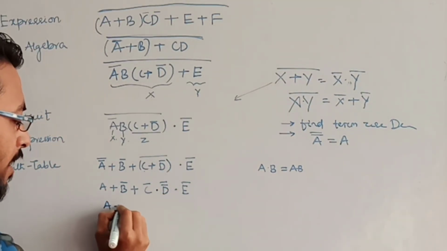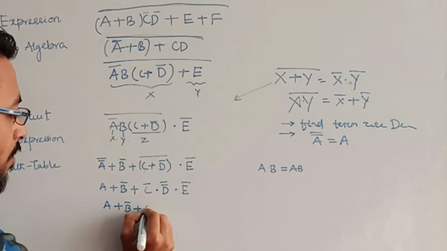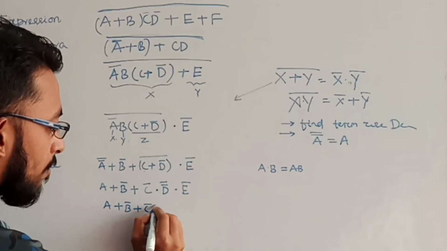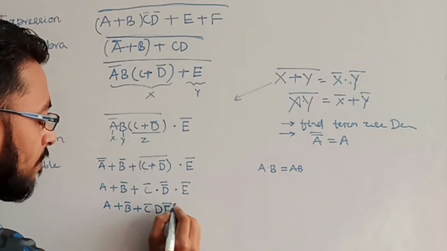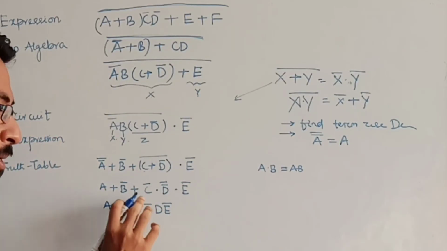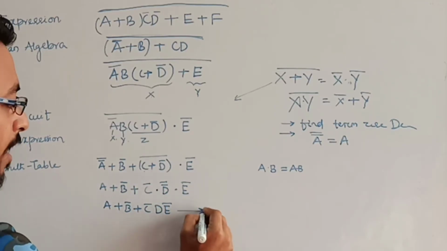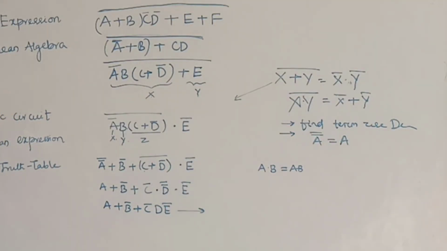It means a plus b bar plus c bar. This d bar bar can be represented as d. So c bar d into e bar. Here I am not putting any dot. It means it is already multiplied. They are ANDed. Okay, so this is the final expression for this one by applying De Morgan theorem.